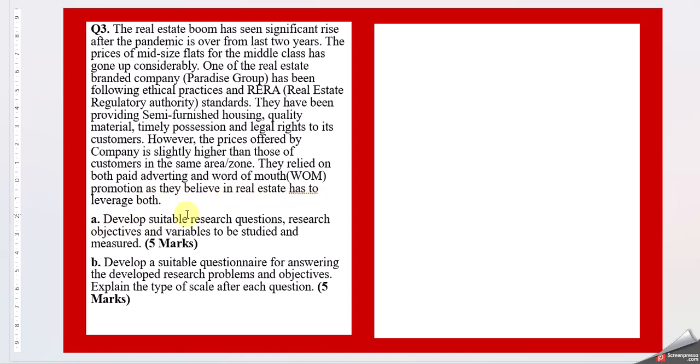Okay, for question 1, develop suitable research questions, research objectives and variables to be studied and measured. Part B is to develop a suitable questionnaire for answering the research problem and objectives. Explain the type of scale after each question.